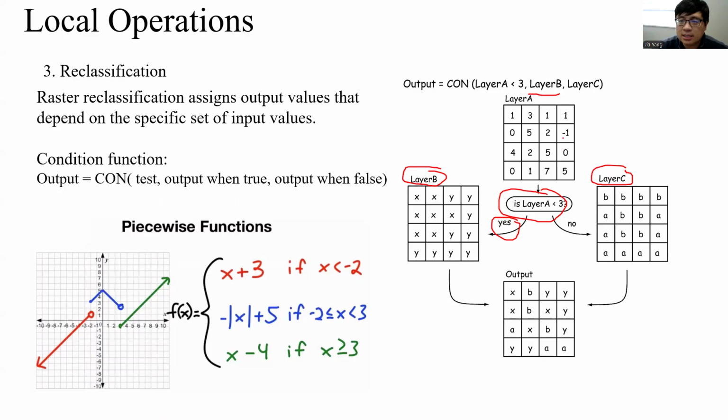Let's use this one as an example, the 5 here. First, we make a test. Compare 5 and 3. Is 5 less than 3? The result is false, right? So it's a no. So we use the value from layer C, at the same location as B. The value of B is here. So in the output layer, at the same location here, the value in the output layer will be B.